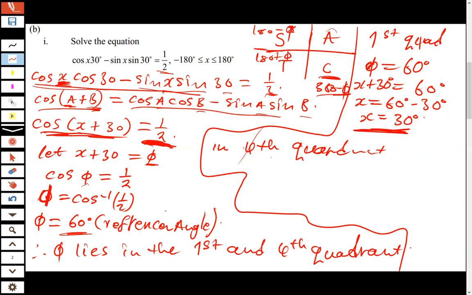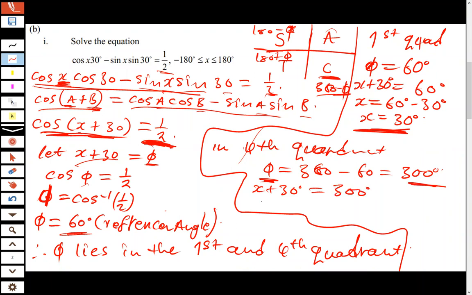So in the fourth quadrant, we're going to say phi is equal to 360 minus the reference angle that we found, which is 60. And this will give us 300 degrees. So remember that phi is equal to x plus 30. So we say x plus 30 degrees is equal to 300. So the value of x becomes 300 degrees minus 30 degrees, which gives us 270 degrees.